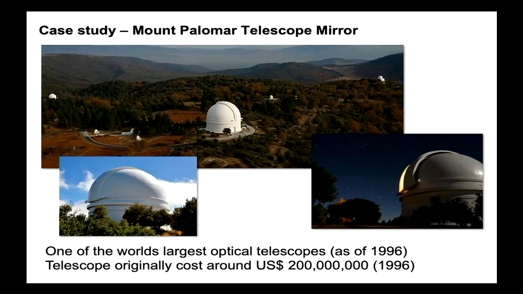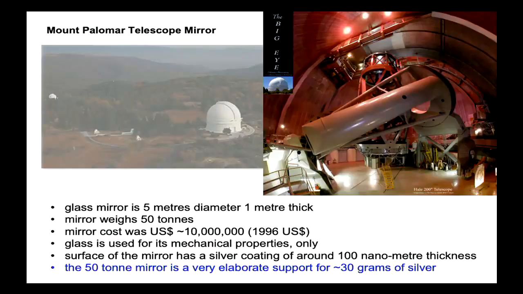Now, as of 1996, a long time ago now, it was a very, very big optical telescope, and it cost an awful lot of money because everything has to be precise. So let's just think about that number, 200 million. Of that 200 million, the glass mirror cost about 10. So just one component was a very big proportion, 5% of the overall build phase. So it's a lot.